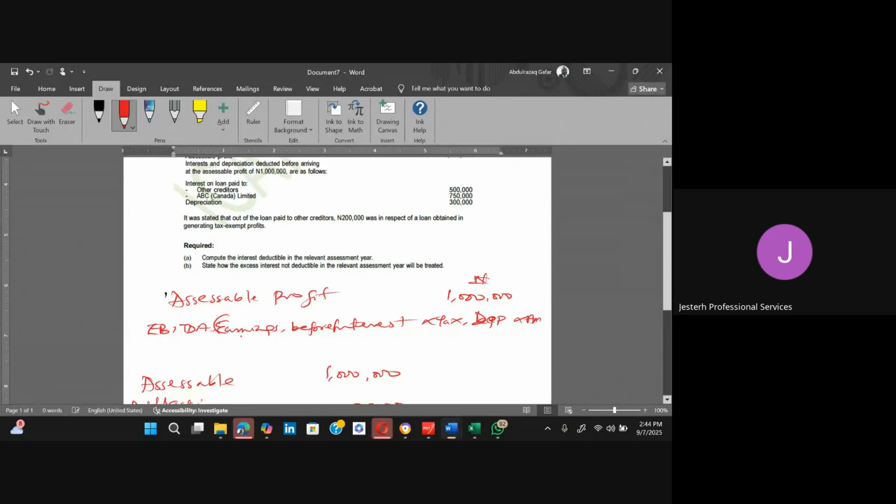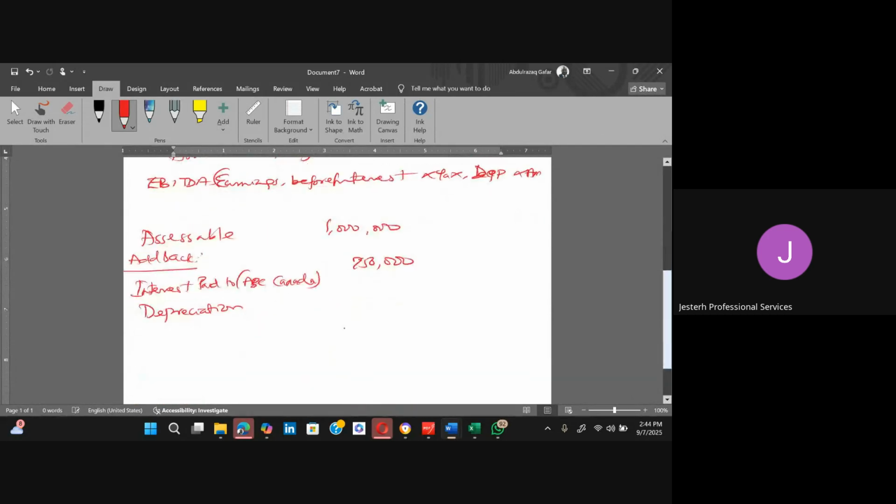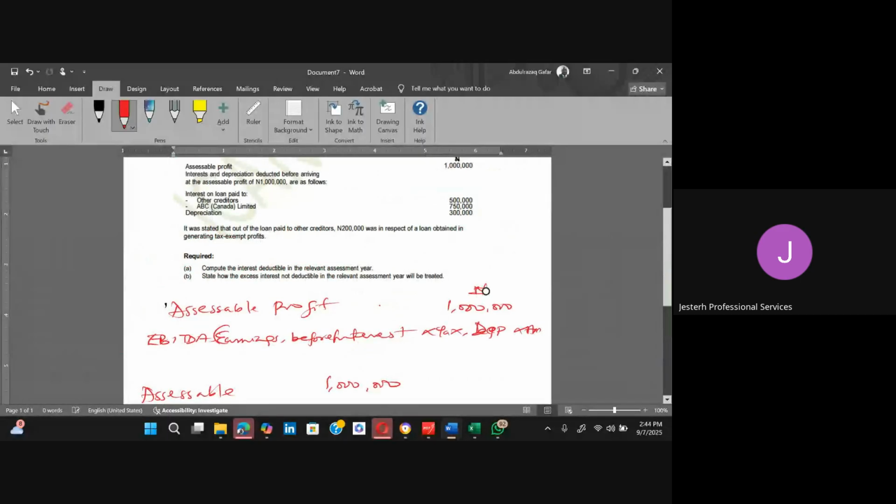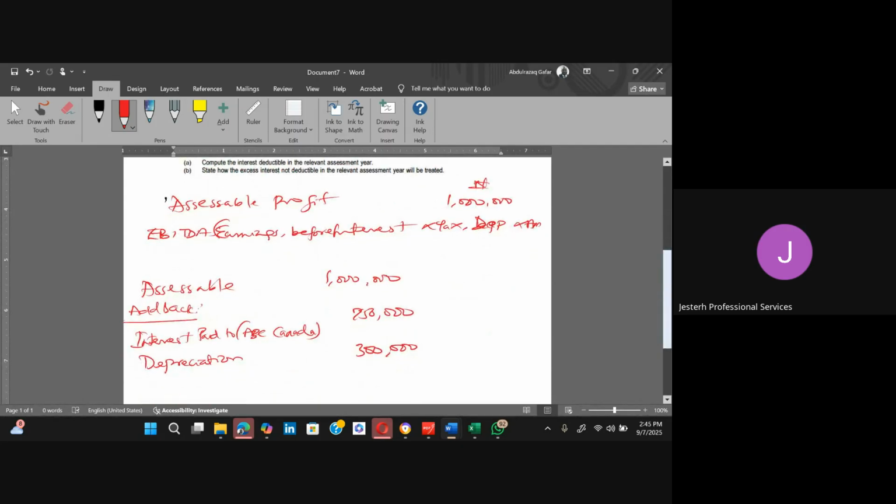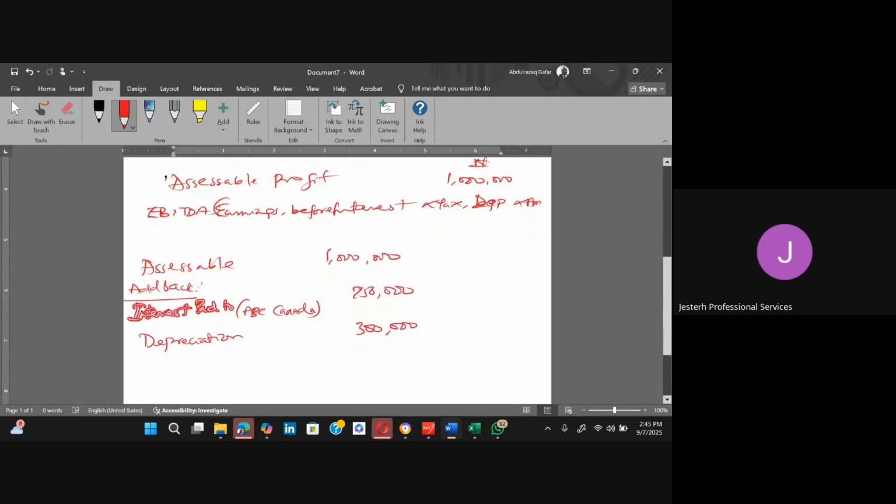What's our depreciation? Our depreciation is also 300,000. And we also have these amounts. We also have this, you know, once to compute our adjusted profits here now. So we also have this 200,000 naira that was deducted before. Are you getting it now? This 200,000 naira was deducted before. It was also in respect of the loan that was obtained in generating tax exempt income. And you know, we said any tax exempt generated, the expenses incurred on it will also need to be added back, right?